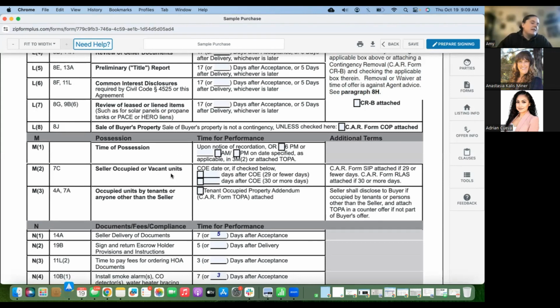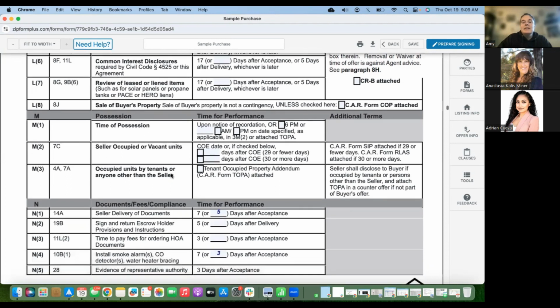The second option here is the seller occupied or vacant units. That's not going to apply necessarily because we're talking about a property that is tenant occupied. Anytime there's a tenant in the property, you should include the TOPA. You're going to check this box here on the residential purchase agreement: occupied units by tenant or anyone other than the seller. So if the seller is not occupying the property or the property is not vacant, then it goes to this tenant occupied property addendum. If the seller's brother lives in the property, anything like that, we would use this TOPA.